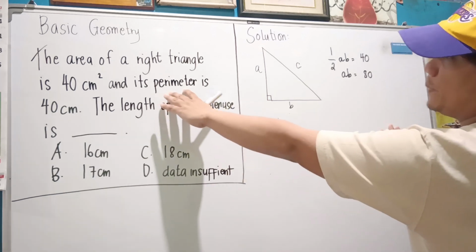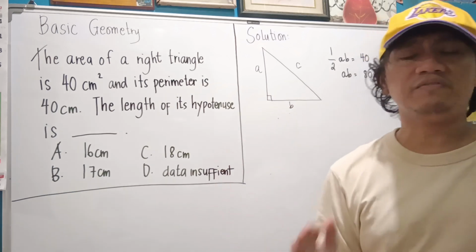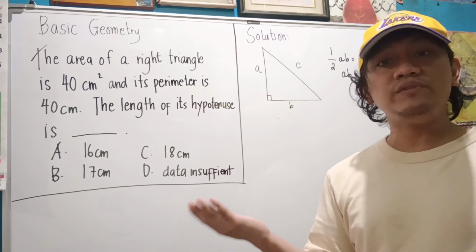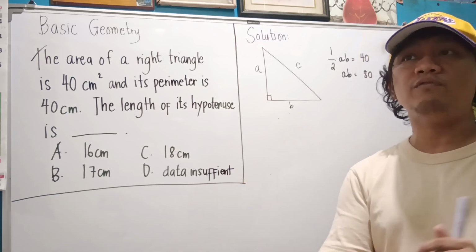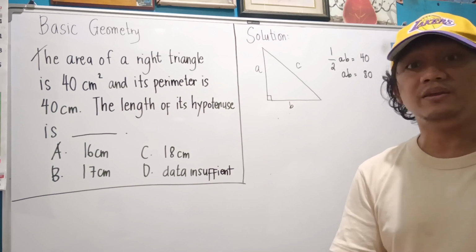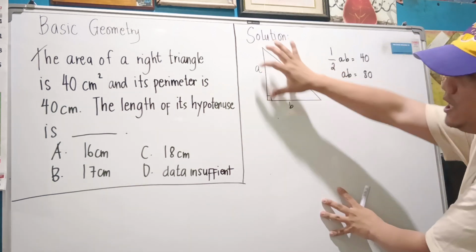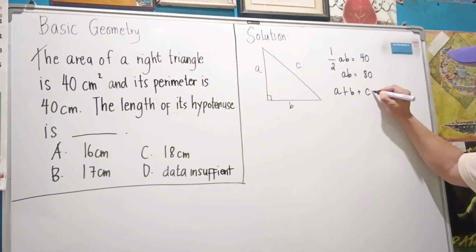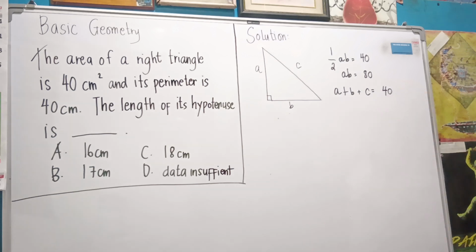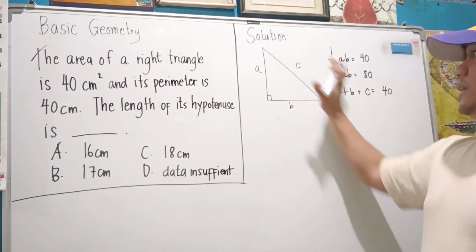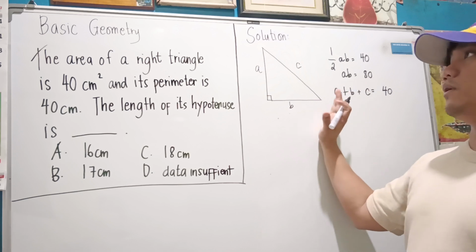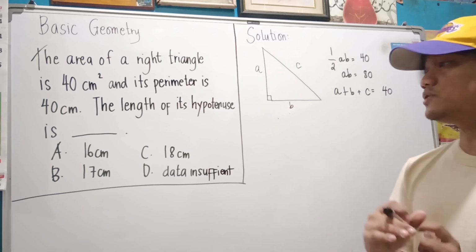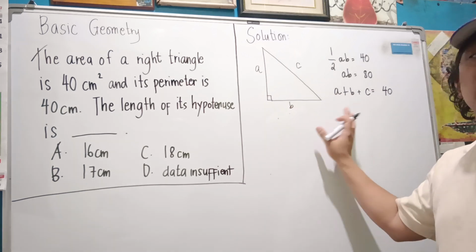Also, it was given that the perimeter is 40 centimeters. What is the definition of perimeter, guys? The perimeter is the total of the lengths of the sides of a given figure. So for the case of a triangle, that is just A plus B plus C. So we have A plus B plus C is equal to 40 centimeters. And also recall that in a right triangle, we have the very common Pythagorean theorem, that is A squared plus B squared is equal to C squared, that we will be using in our equation.